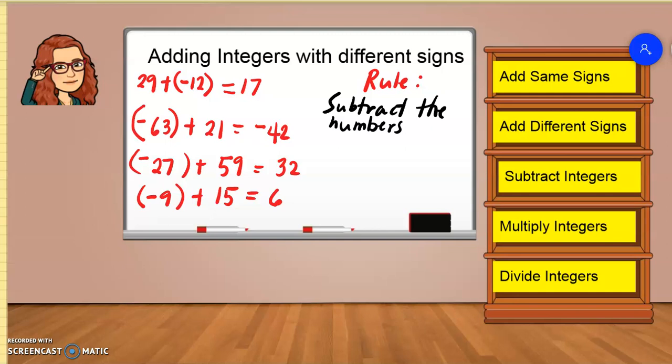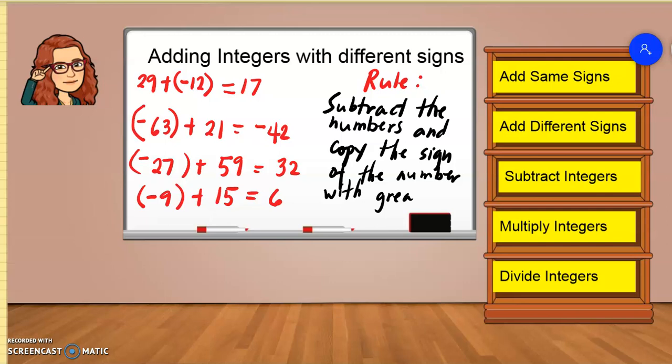And which sign are we going to copy? The sign of which one? The sign of the number with greater absolute value. That's why we discussed in our first slide about absolute value.